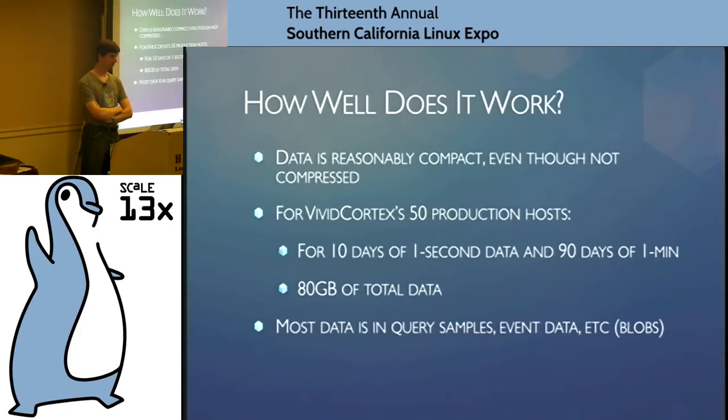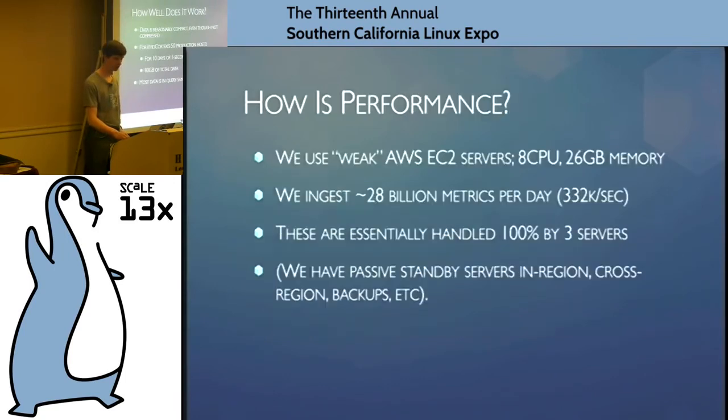So, for our 10 days of 1 second data and 90 days of 1 minute data, it's only 80 gigabytes on disk, which is really small, actually. The larger portion of that, probably about 80 to 90%, is actually in query samples and other blobs, which are also not optimal to store in MySQL, and I've considered actually using TokuDB's version of MongoDB for that, because, again, schema changes and things like that. But keeping things simple right now has been a win, so just using MySQL for everything we can.